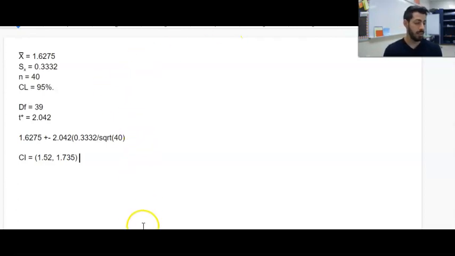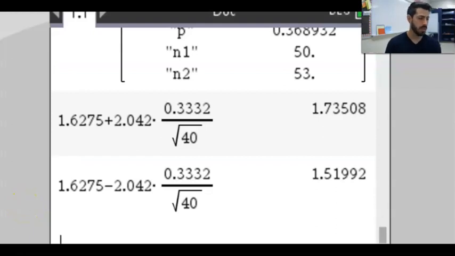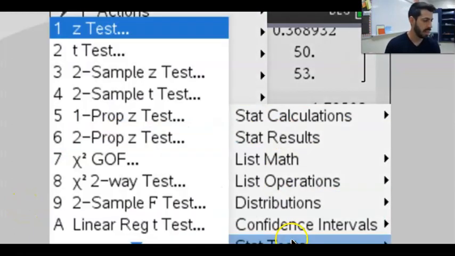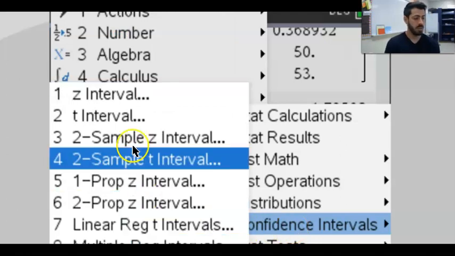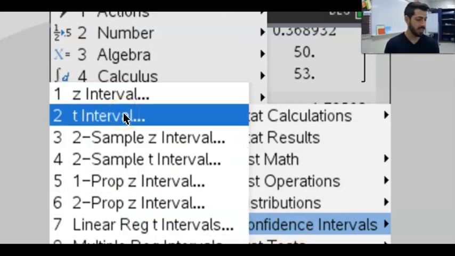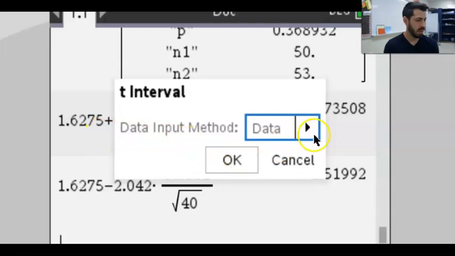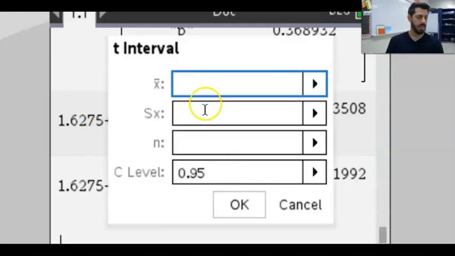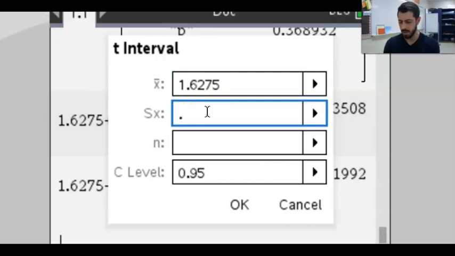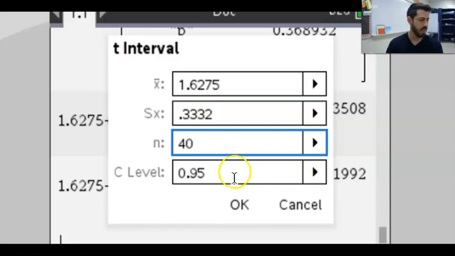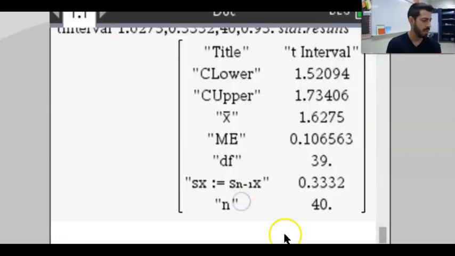Now, if you're using the calculator, as I recommend you do, it's quite a bit faster. So first, remember the name of the class you're in. You're making a confidence interval, and we're making a t interval, right? We're going to input statistics because they did not give us the raw data, thankfully. The sample mean was 1.6275. Sample standard deviation was 0.3332. We had 40 in our sample, and our confidence level is 0.95.